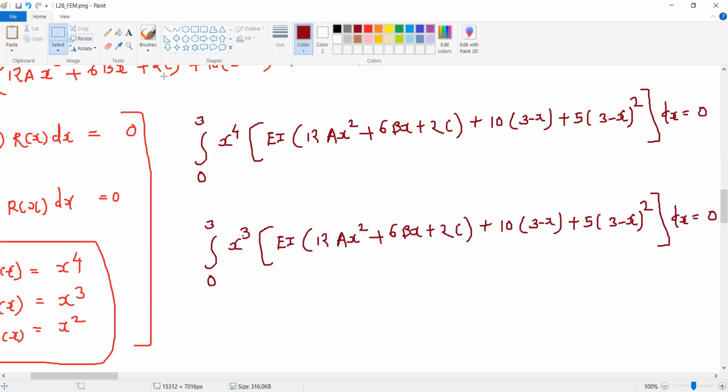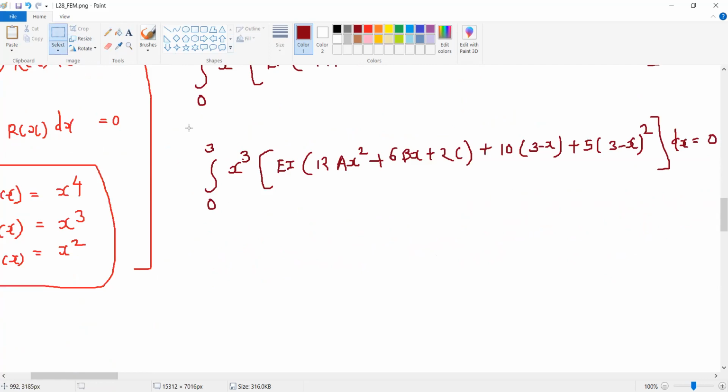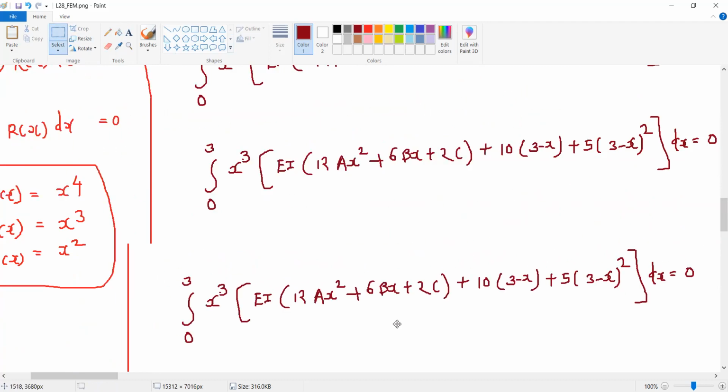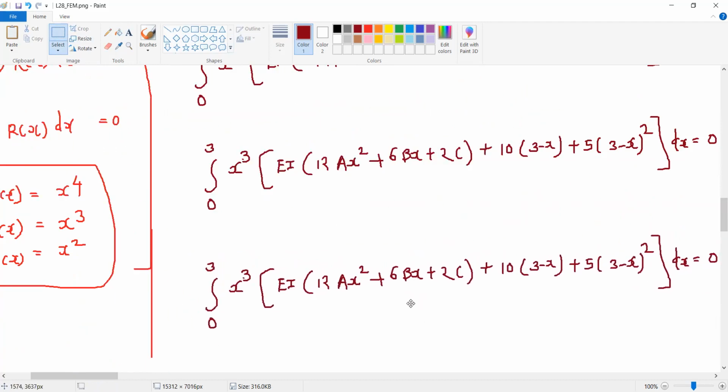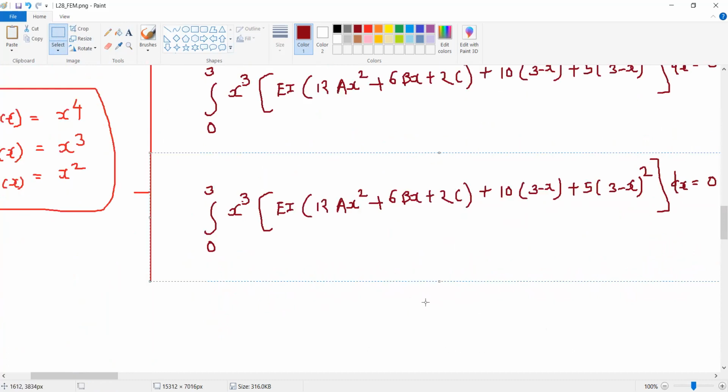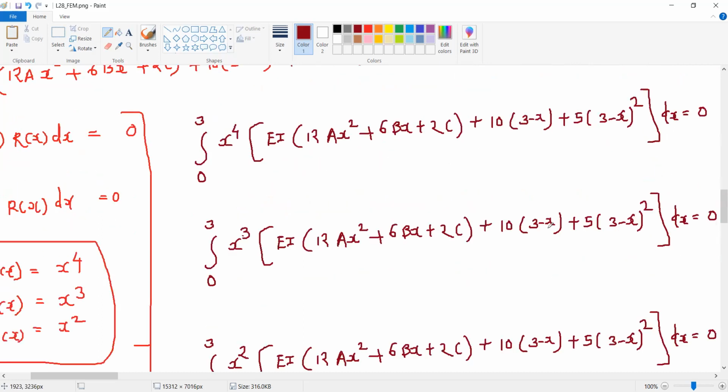What is our third equation? So the third equation now becomes: this x3 needs to be replaced by the third weighing function, which is phi 1 of x, and which is nothing but x square. So these are the equations I have.